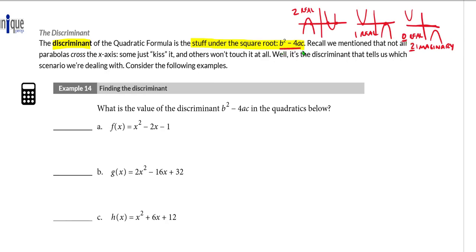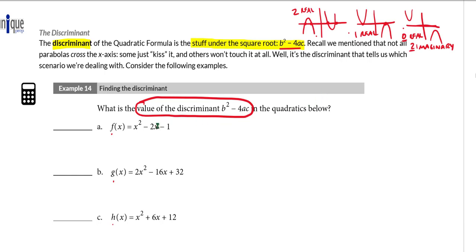Well, the discriminant itself will tell us which of these 3 scenarios we are dealing with, and there have been a couple of questions on which you didn't really need to go any farther than that. In other words, you didn't really need the roots. You just needed to know what type of parabola you were dealing with, whether it touches twice, once, or no time. So in example 14, we are going to determine the value of the discriminant for each of these 3 functions, f, g, and h.